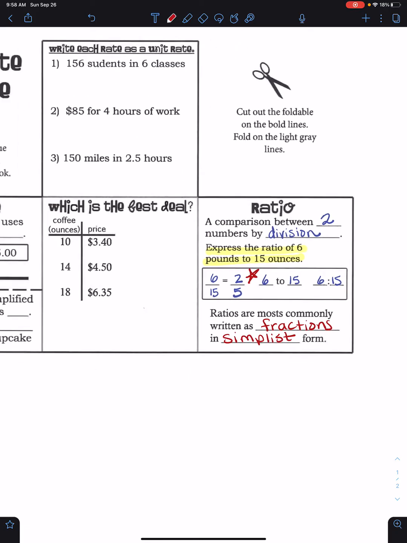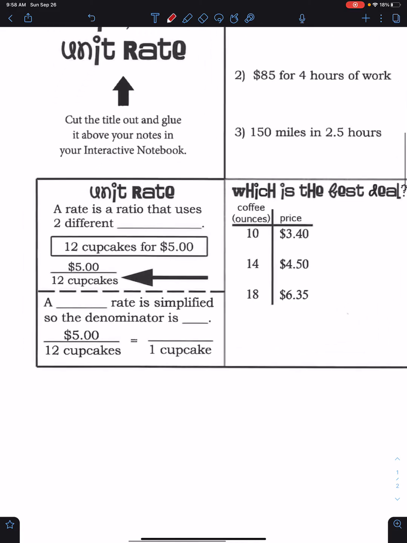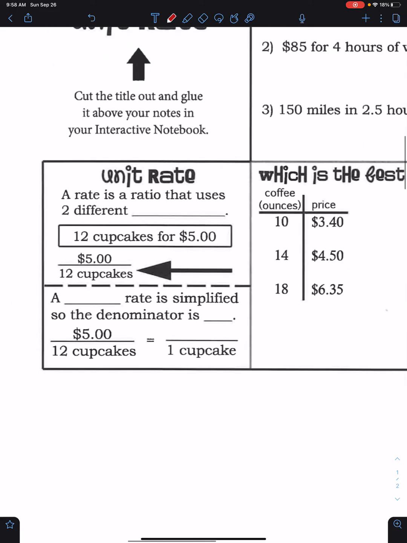All right, let's talk about unit rate. A rate is a ratio, which we just talked about, that uses two different units of measurement. So you can see here we have 12 cupcakes that cost $5. So we can write that as a fractional ratio, saying $5 to 12 cupcakes. So that's just writing this relationship as a ratio.